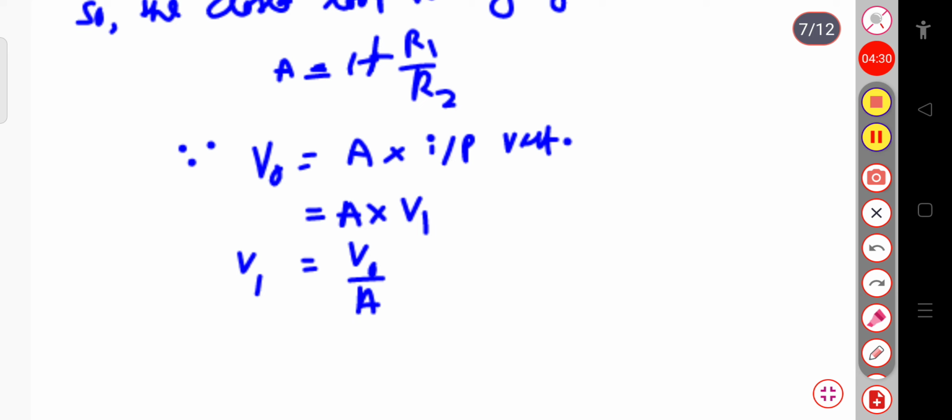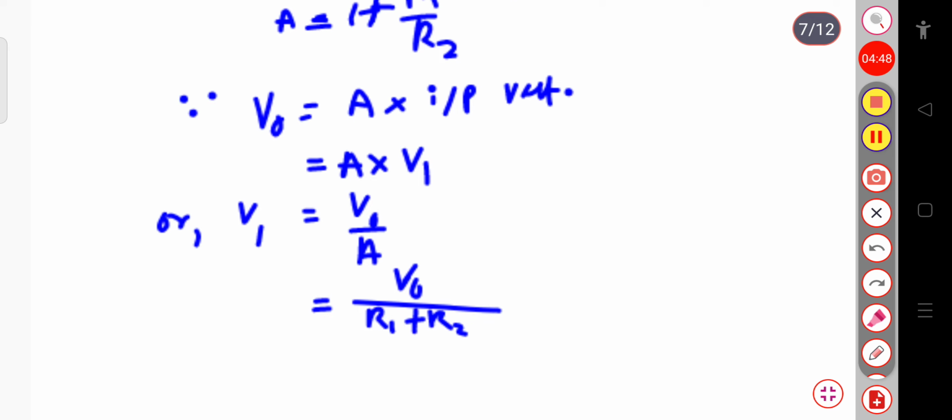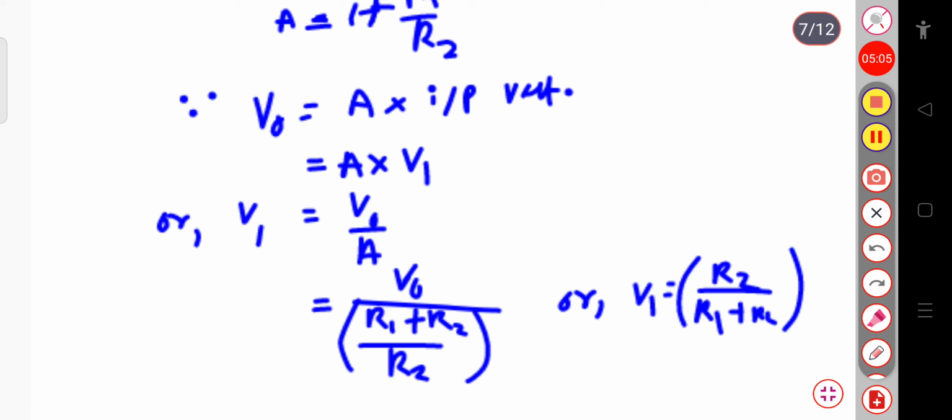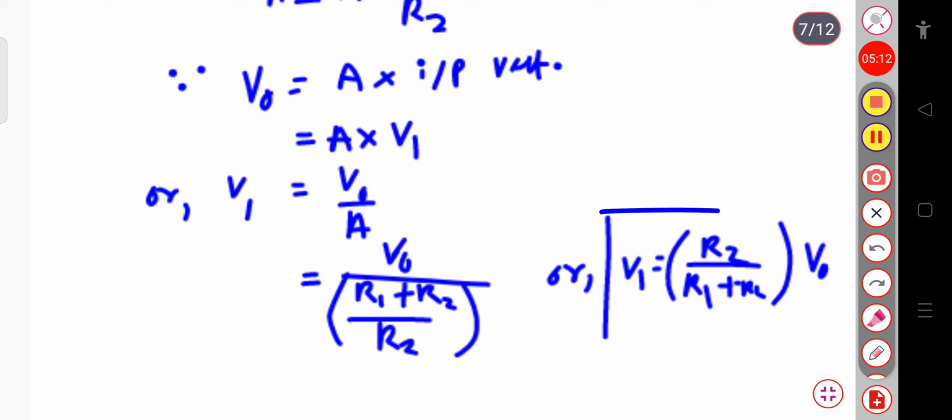If I put the value of A, then V1 is equal to V0, that is V output, divided by 1 plus R1 by R2, which can be written as R1 plus R2 divided by R2. If I take the LCM, I will get R1 plus R2 divided by R2. Or simply we can write V1 equal to R2 divided by R1 plus R2 whole into V0. This is the voltage across the non-inverting terminal. Okay, V1 will be equal to this much.